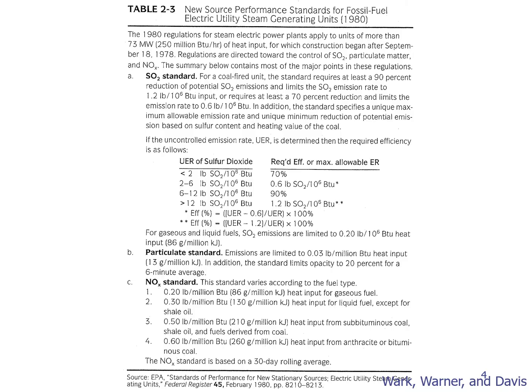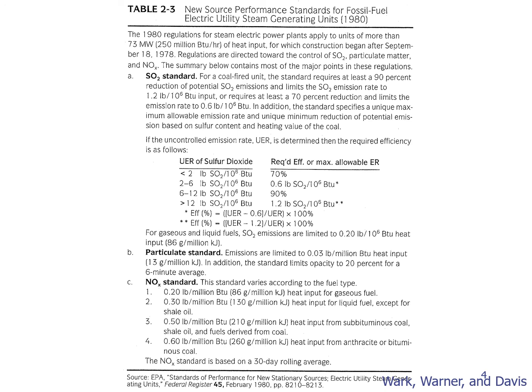Now, if we go back and look at the new source performance standards, we'll see that in sections B and C here, they also have a standard for particles. Emissions are limited to 0.03 pounds per million BTU of heat input. And also it limits opacity to 20% for a 6-minute average. I'll show you what that means on the next slide. And there's also a NOx standard for nitrogen oxides. Depending on the type of fuel you're using, whether it's gaseous, liquid, or coal, it's less than 1 pound of NOx per million BTUs.